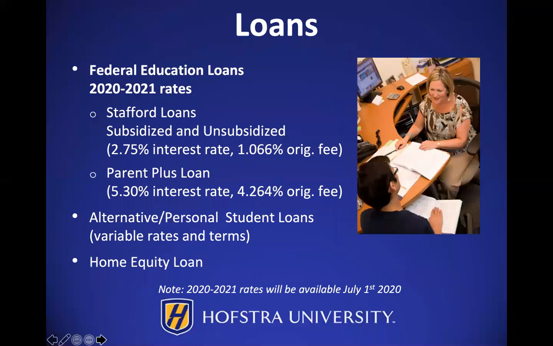And lastly, we have federal loans. So here I have the loan rates that are for the current academic year, which will be 2020-2021. The next academic year, 2021-2022, those rates are typically available as of July 1st. So first is the federal subsidized and/or unsubsidized loans. These are also known as Stafford loans.